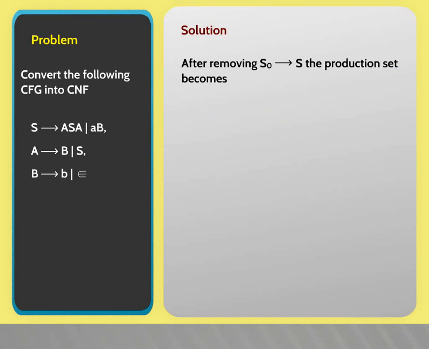After removing S0 provides S, the production set becomes S0 provides ASA or aB or a or AS or SA. S provides ASA or aB or a or AS or SA. A provides B or S. B provides b.